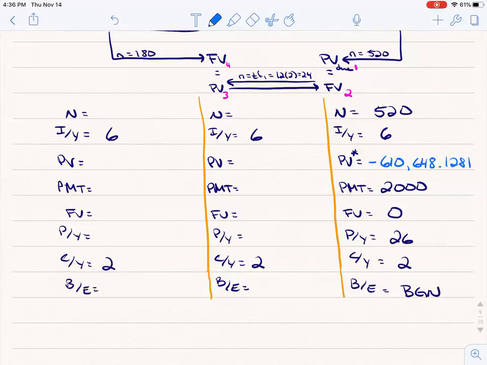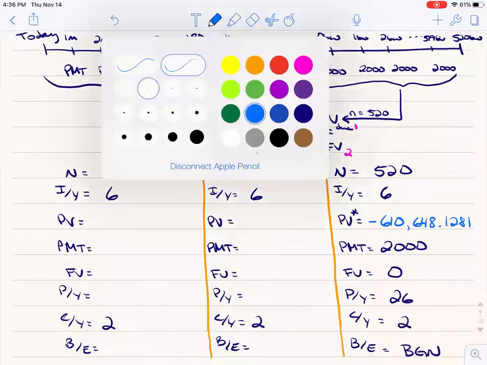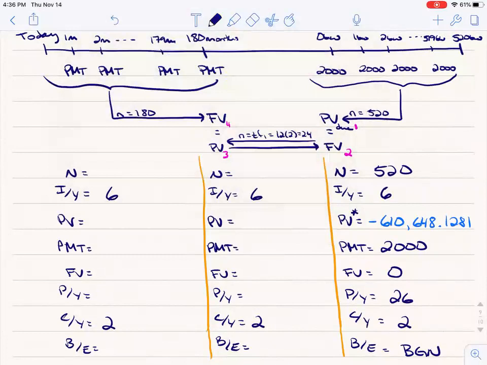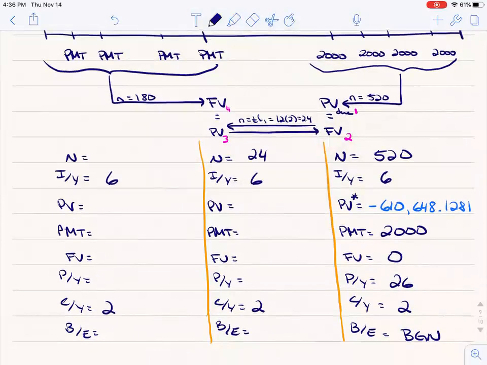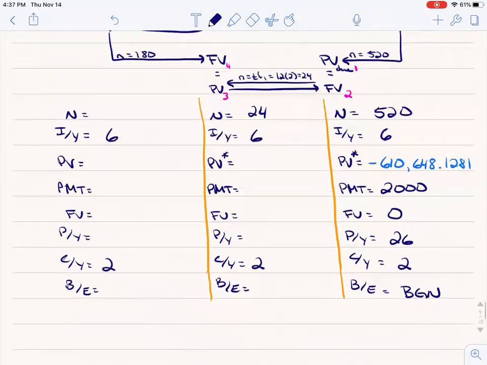All right. Moving on to the second section, straight compound interest. So now our N is the number of compoundings, which is 24. Our present value is the one we're solving for, because our future value is going to be the 610,648.13 if we're rounding properly, which we are. So we're solving for the present value.